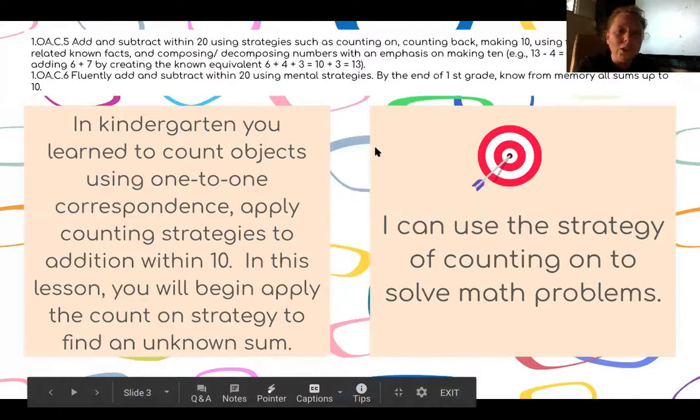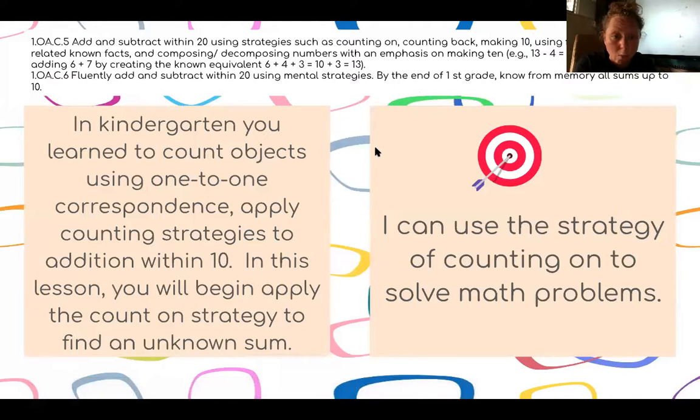In kindergarten, you learn to count objects using one-to-one correspondence. That means going 1, 2, 3, 4, 5. But today we're going to work on using some counting strategies. So in this lesson, you are going to apply the count on strategy to find an unknown sum.